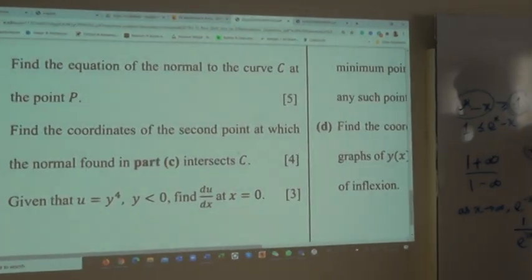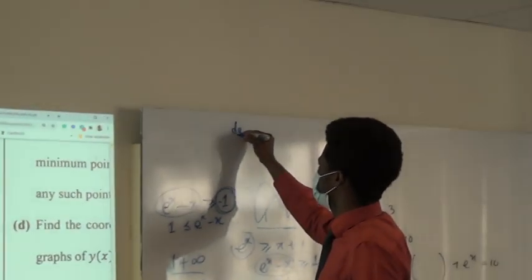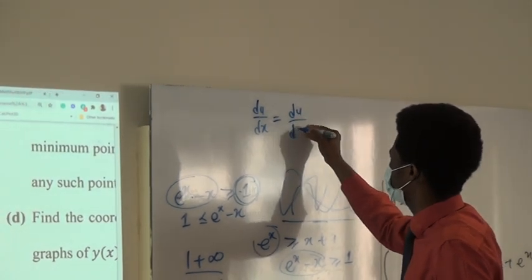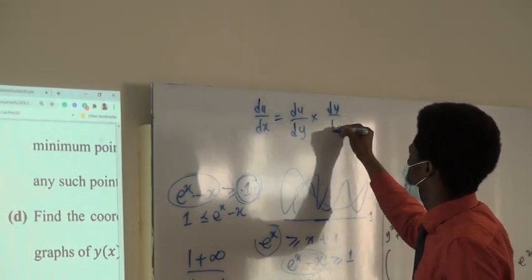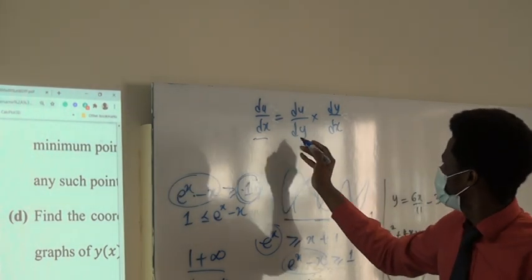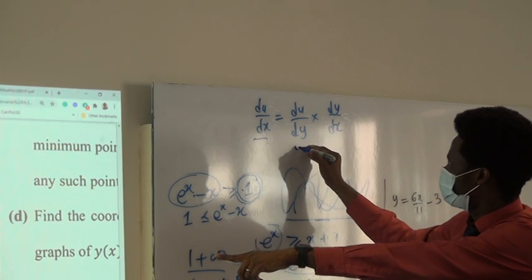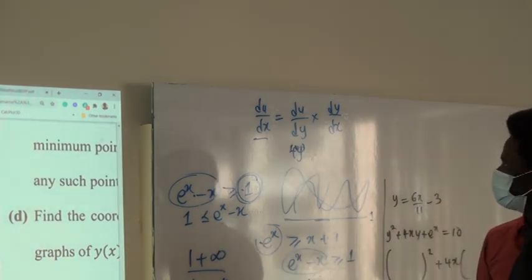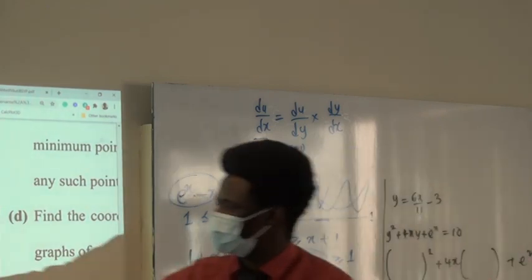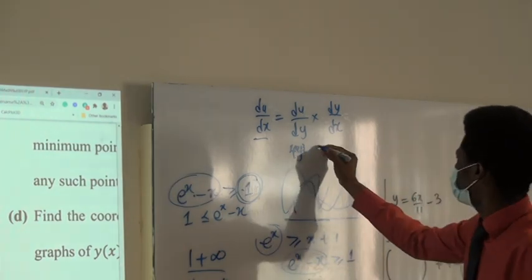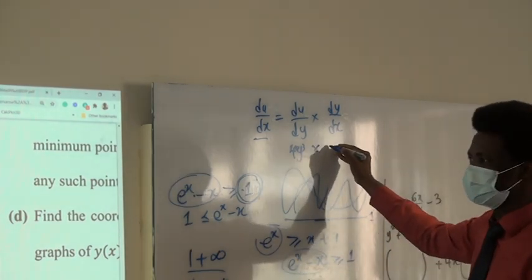So you have du/dx is equal to, you can say, du/dy times dy/dx, isn't it? So this is what I'm looking for. du/dy is 4y cubed, right? I'm differentiating u with respect to y. Can you see that? And this you already know. Is that minus 11 over 6.